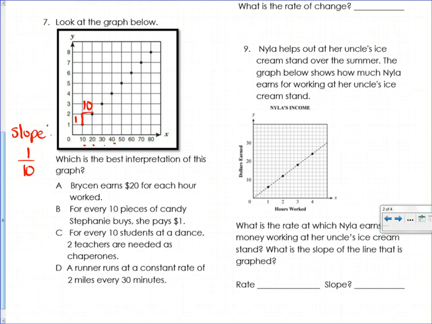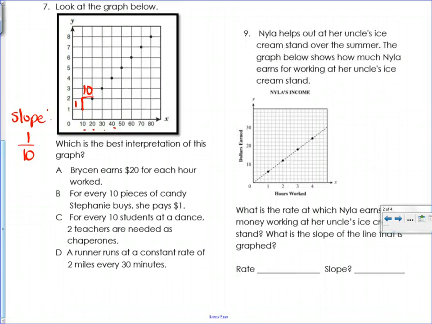So let's look at our interpretations. Bryson earns $20 for each hour he's worked. If that were true, instead of 10, it would be 1 over 20, so it can't be A. For every 10 pieces of candy Stephanie buys, she pays $1. So if she buys 10 pieces of candy, she pays $1. That one could work. For every 10 students in a dance, 2 teachers are needed as chaperones. So if I have 10 students, that would mean I would need 2 teachers. Well, the 10 is with the 1, so it can't be that one.